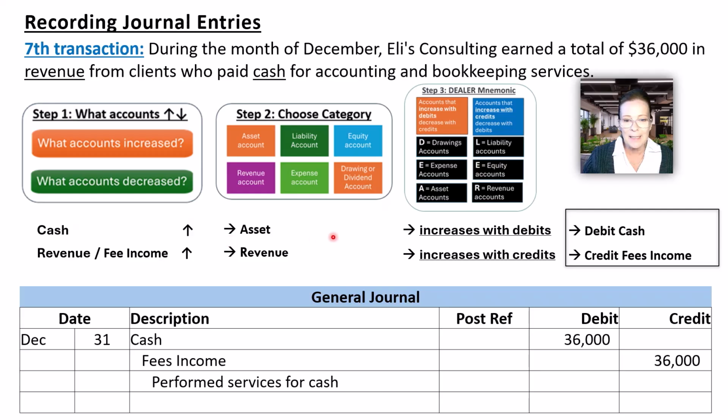Cash is an asset, and assets increase with debits, so we debit cash. For part 2 of our transaction, we can see that fees income increased. Fees income is part of the revenue category, and revenue increases with credit, so we credit fees income. To journalize this transaction, we write the date into the date column and then debit cash and credit fees income for $36,000.